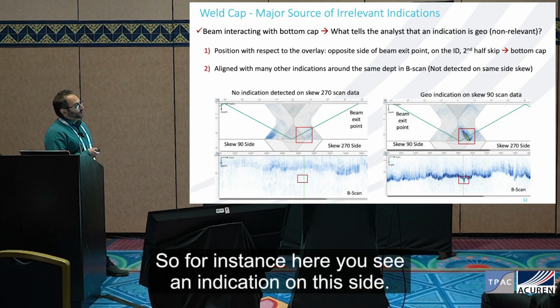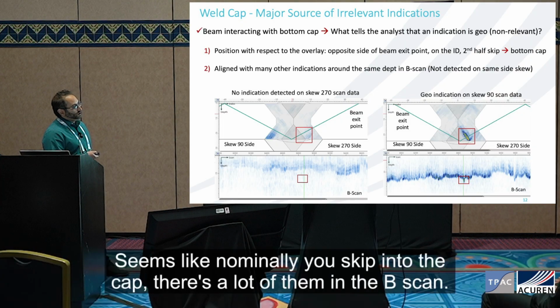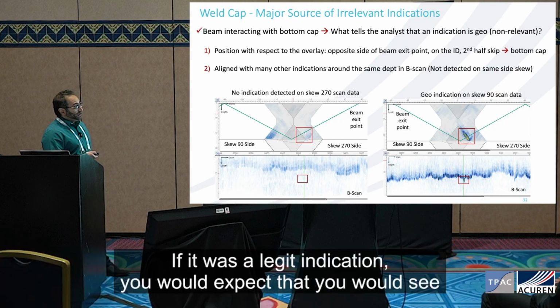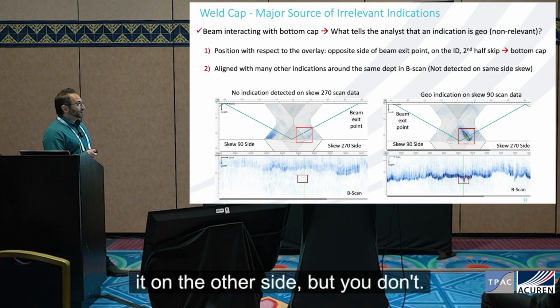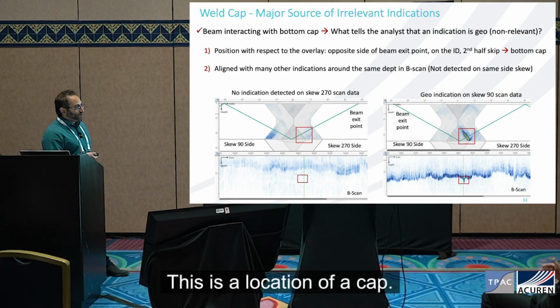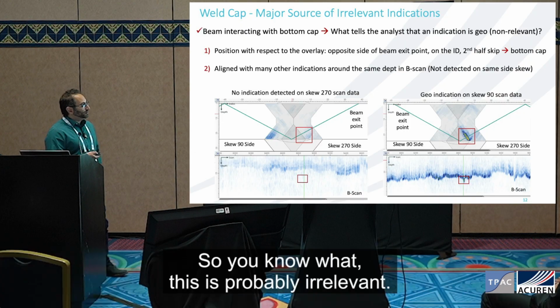For instance, here you see an indication on this side. It seems like nominally you skip into the cap. There's a lot of them in the B scan. If it was a legit indication, you would expect to see it on the other skew, but you don't. This is the location of a cap. So you know what? This is probably irrelevant.